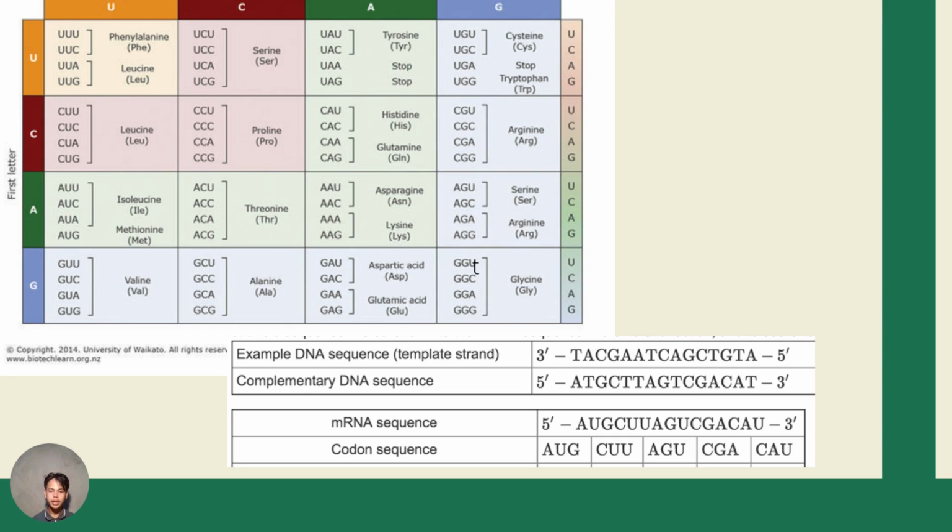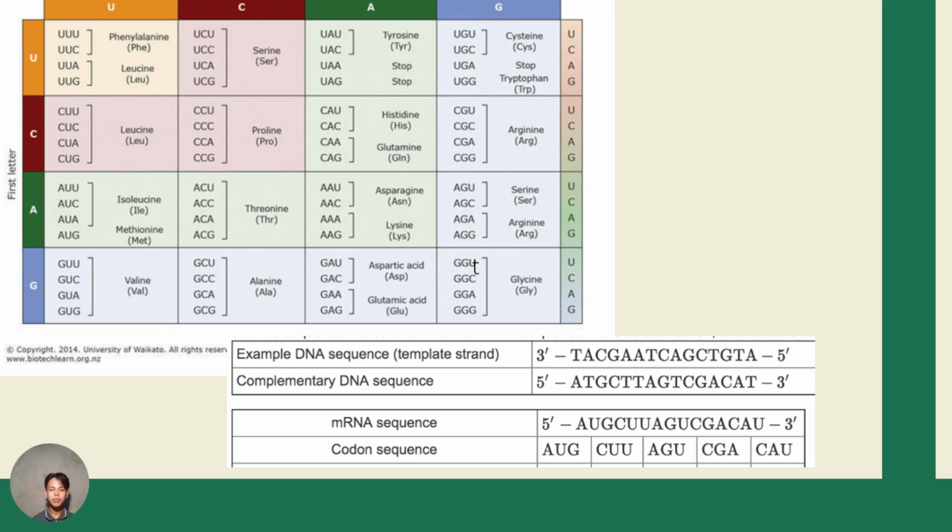So we have here an example DNA sequence, a template strand that runs in the 3' to 5' direction. It is TACGAATCAGCTGTA. So of course we need the complementary DNA sequence, so that T complements the letter A, A complements T, C complements the letter G, and G complements the C. So kukunin lang natin yung complementary bases niya.